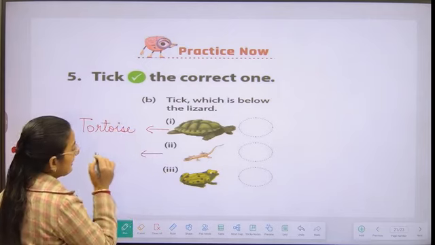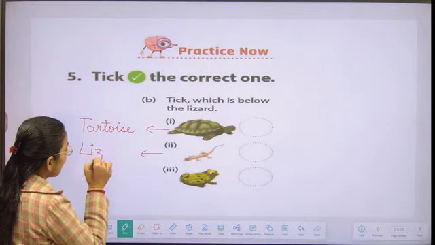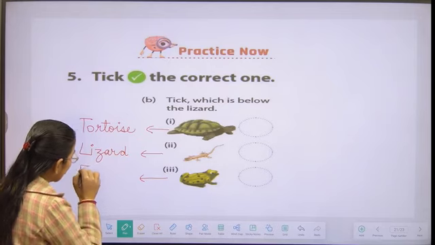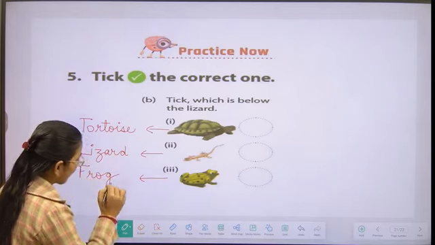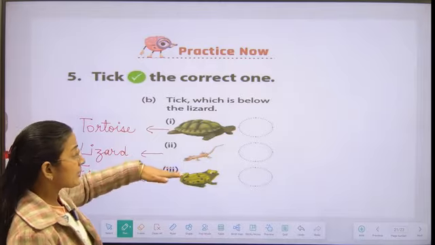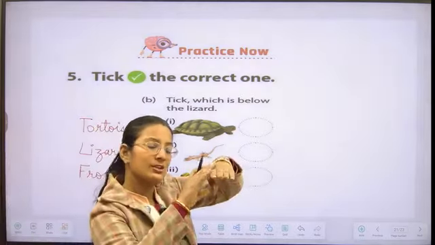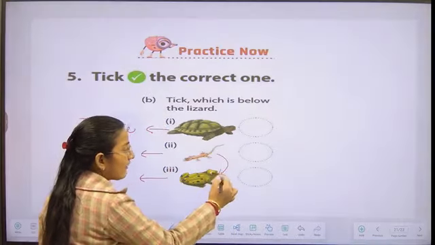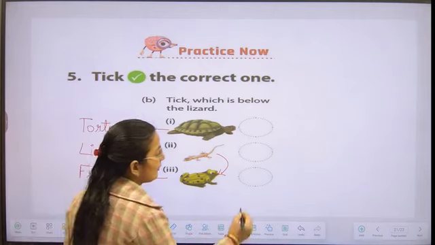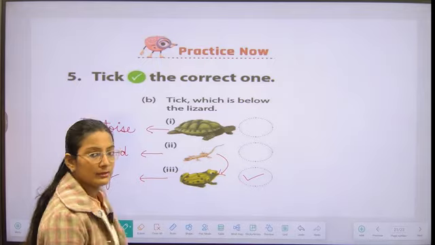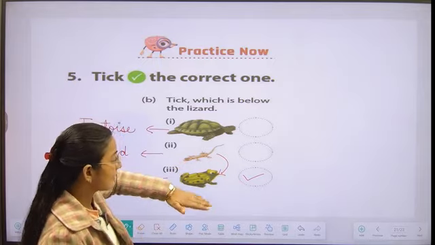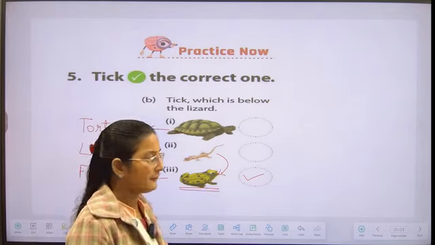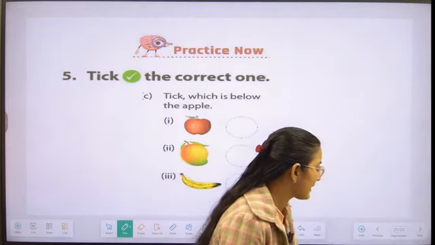Who is he? This is lizard. And who is he? This is frog. Now tell me, which picture is below the lizard? कौन सी पिक्चर है जो lizard के नीचे है? Yes, lizard के नीचे कौन बैठा है? Frog बैठा हुआ है. So we have to tick this frog. Because which picture is below the lizard? The frog picture is below the lizard. Everyone did? Very good. Let's move to the next exercise.